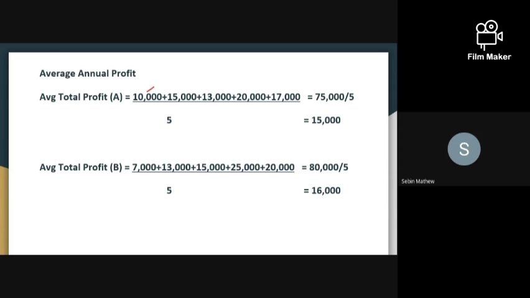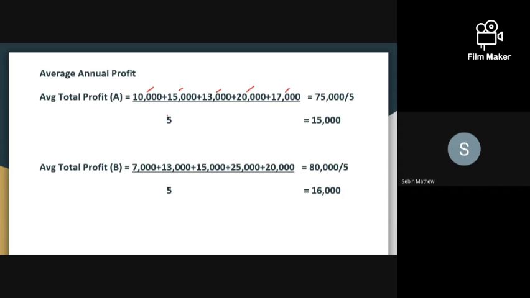So what we can do, the individual profits are given. So you can look for the profit of machine A: first year 10,000, second year 15,000, third year 13,000, fourth year 20,000, and fifth year 17,000. So this information is given in the question.